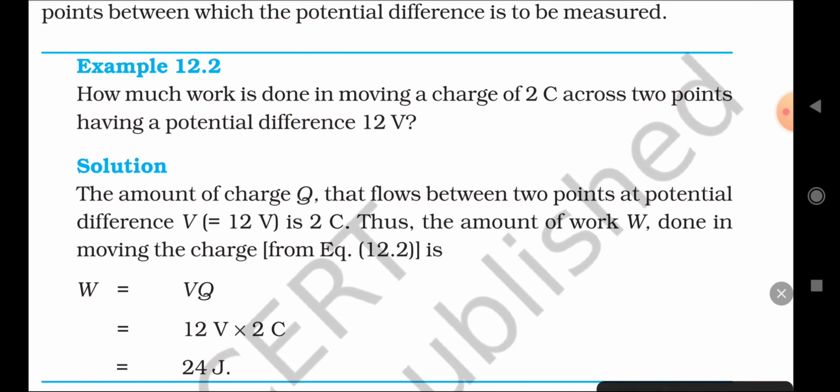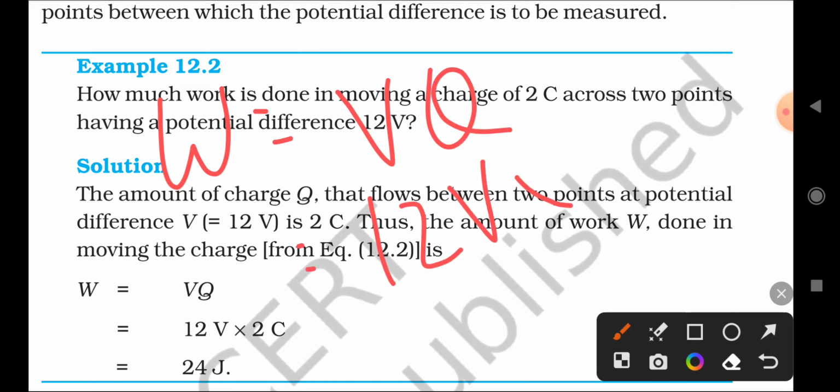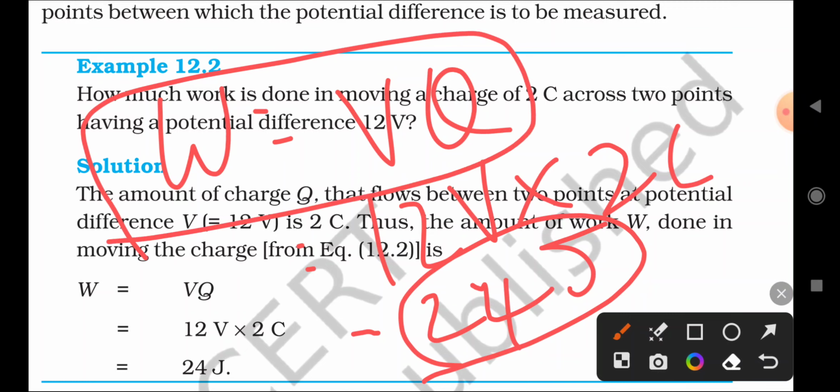So now we can substitute the values. What is the formula? W is equal to V into Q, right? The potential difference is given as 12 volt. What is the charge? 2 coulomb of charge. So 12 ones are 12, 12 twos are 24 joules. Okay, how much energy does it require to move 2 coulomb of charge with the potential difference 12 volt? We will require 24 joules of energy to move 2 coulomb of charge with the potential difference 12 volt. Okay, this is about simple numericals on potential difference.